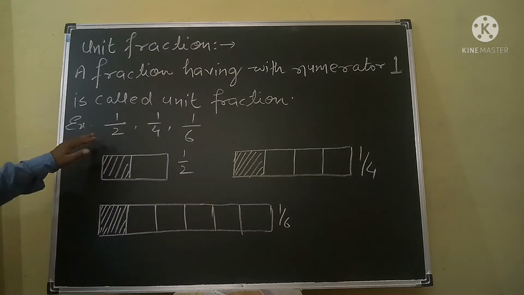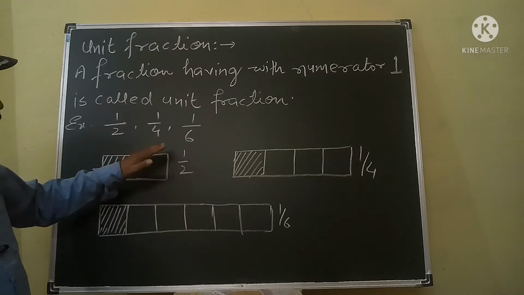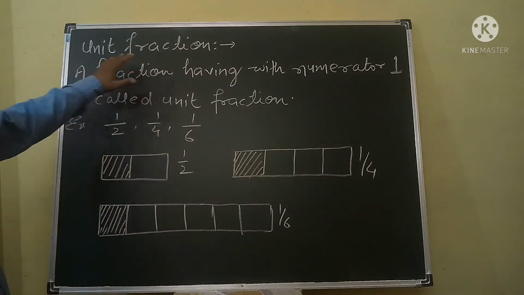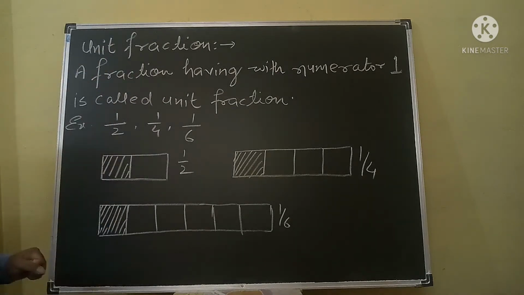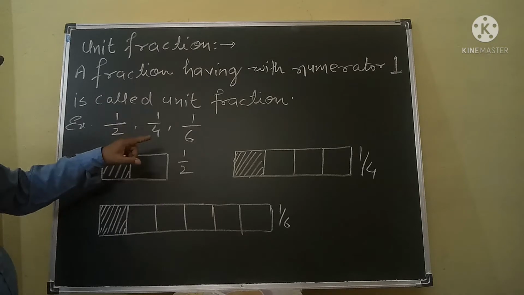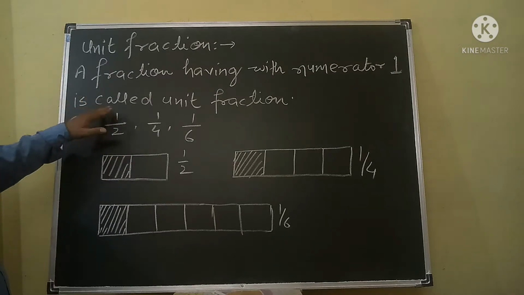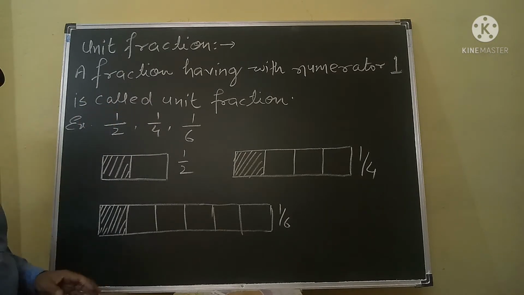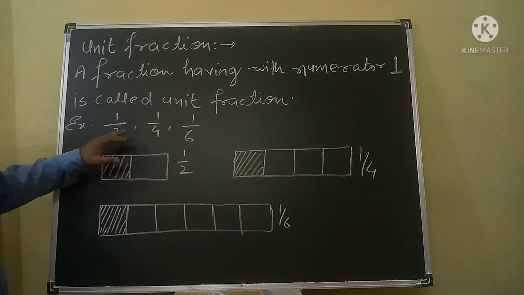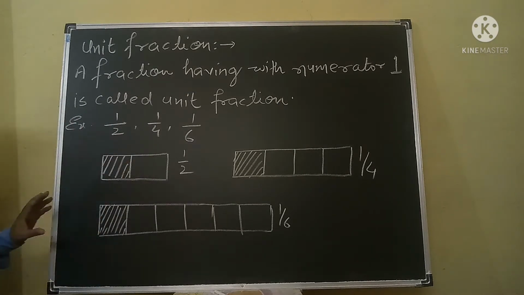That means 1 upon 2, 1 upon 4, 1 upon 6 and so on, all these are examples of unit fraction. A unit fraction means a fraction having numerator 1.